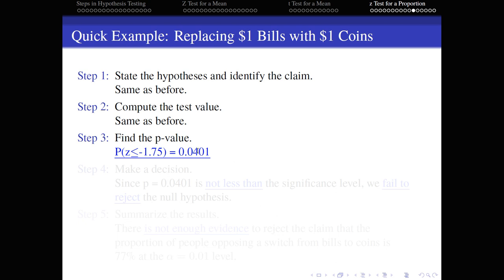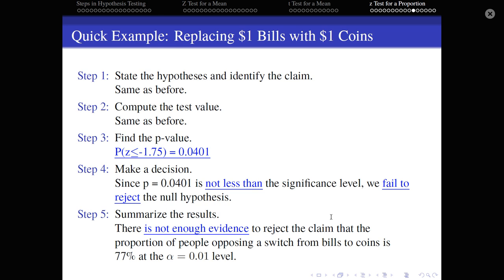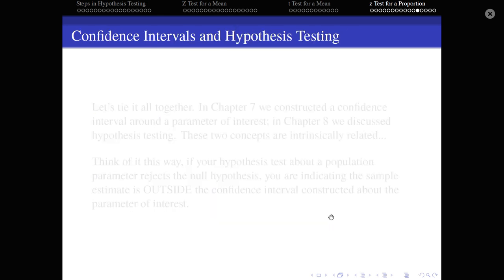Note that the p-value is less than 0.05, but in this problem, our level of significance was 0.01. So because we are not less than the significance level of 0.01, remember, if p is smaller than alpha, we reject. Because p is bigger than alpha, we fail to reject. And failing to reject just means that there's not enough evidence to reject the claim.